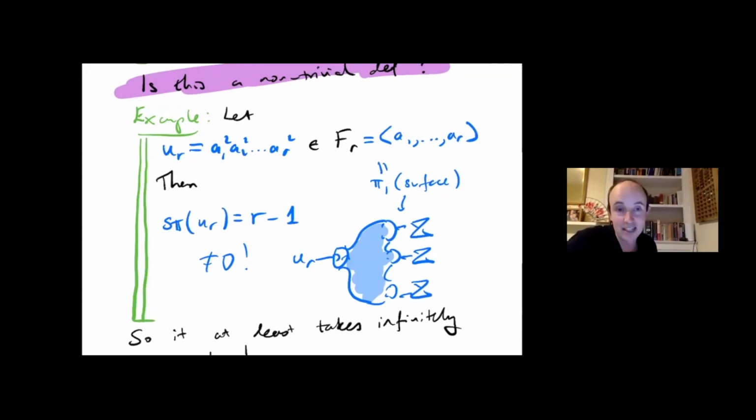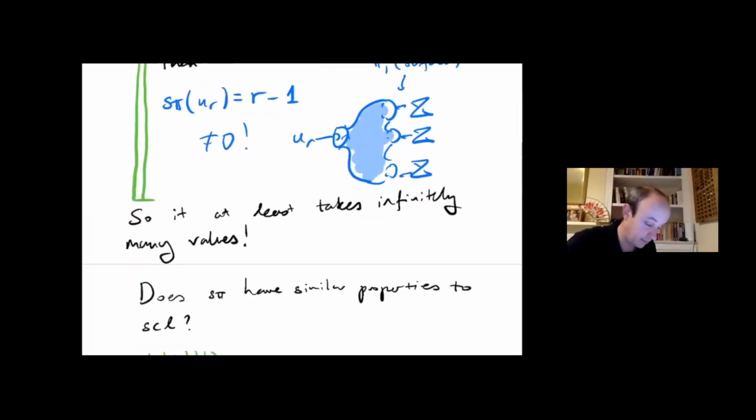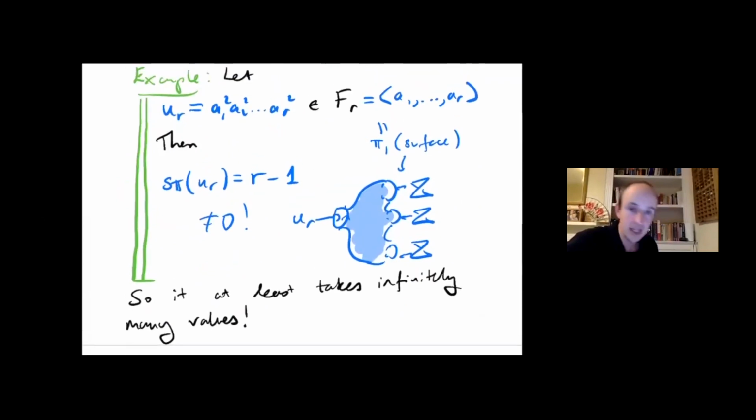It at least seems like it has the potential to be an interesting definition. Okay. It takes infinitely many values, so that's a good start. So now we can ask, does this number have any interesting properties like the stable commutator length did?